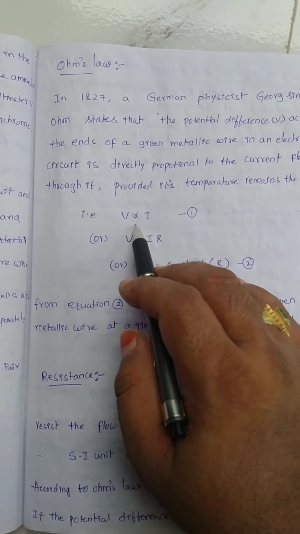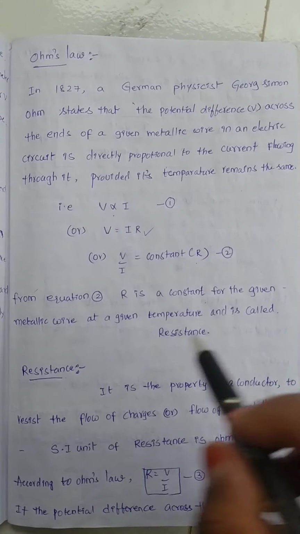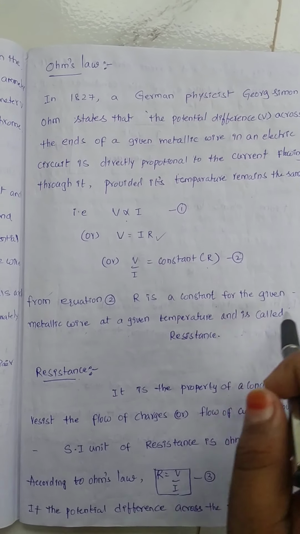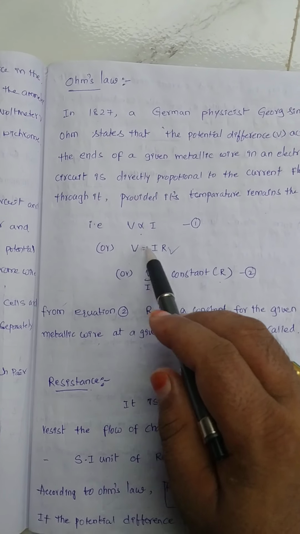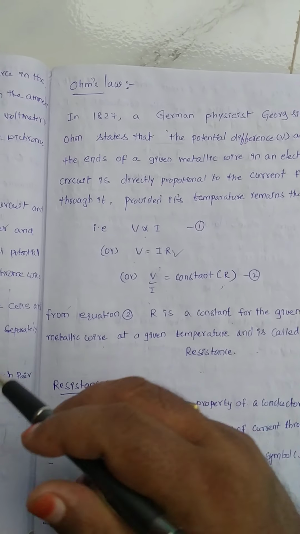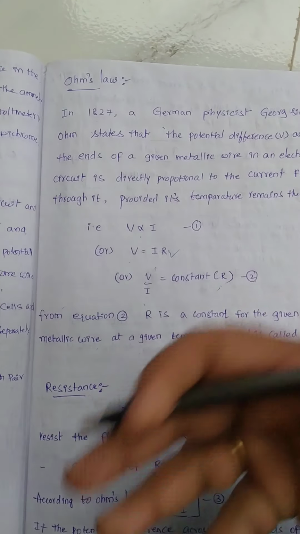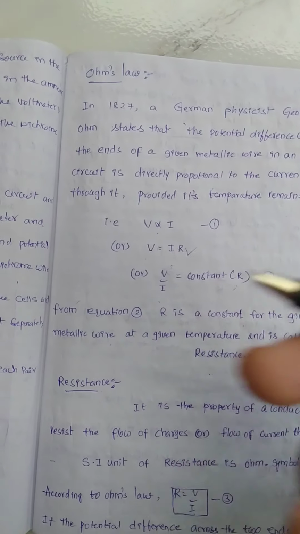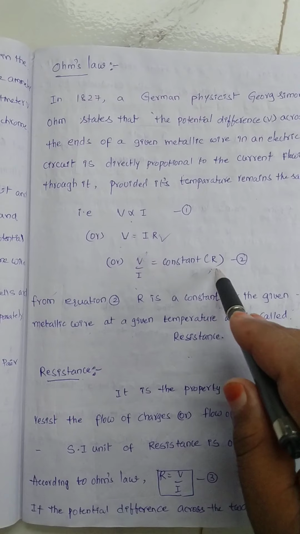Then if you remove this proportionality, you will get some R. So here this R is known as the constant for a given metallic wire at a given temperature and is called resistance. This R is nothing but resistance. So from that, V by I equals R. That I already told. We calculate V by I. So that V by I is the same for 4 cells: for one cell it is 4, second cell is also 4, third cell is also 4, fourth cell is also 4. So for that only we will get a constant. That constant here is known as the resistance.